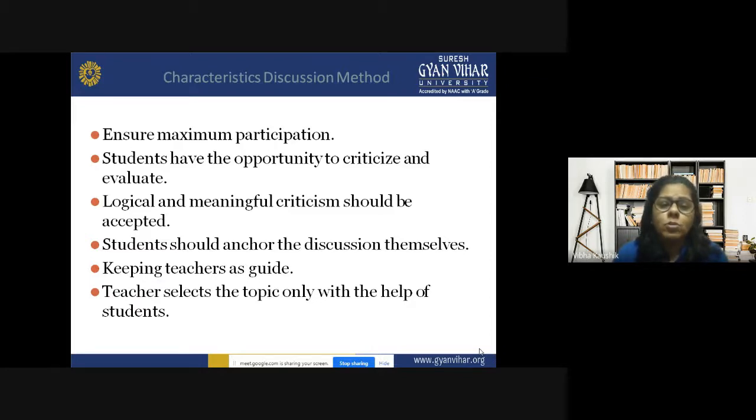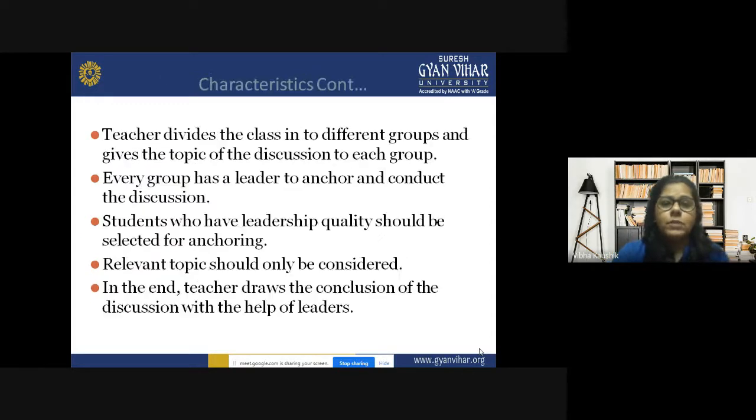Teachers select the topic with the help of students. The teacher should select the topic with the help of the students, means there should be the equal participation of the student and teacher when they are selecting the topic for the discussion.